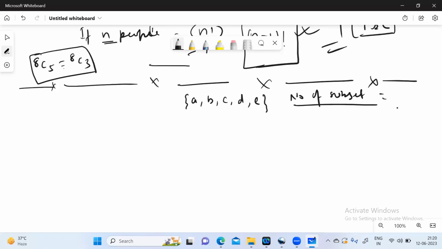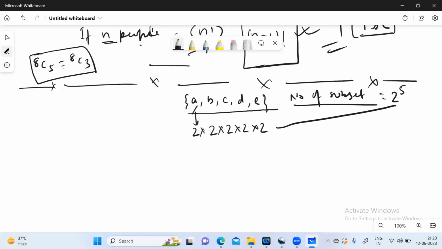Jagriti, 5? No, 2 to the power 5. You just need to go through the same lecture. I have already explained that we will consider whether A will be in a subset or not. So we have two ways for A in the subset. Similarly for B, similarly for C, D, and E. So the number of possible subsets will be 2 to the power 5. Do you remember that?